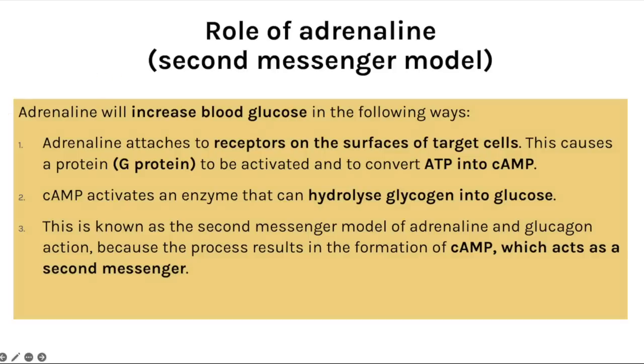The way it does that is, again, this second messenger model, much like we just saw for glucagon. So all of this is exactly the same as it was for the second messenger model for glucagon. It's just this time it would be adrenaline is the hormone that binds, and it binds to complementary shaped adrenaline receptors on the cell surface membrane of those liver cells, which are the target cells. But the cascade of responses resulting in the second messenger model is the same.